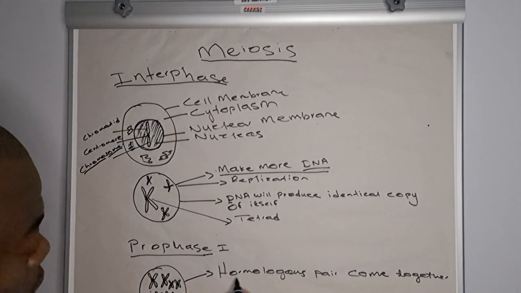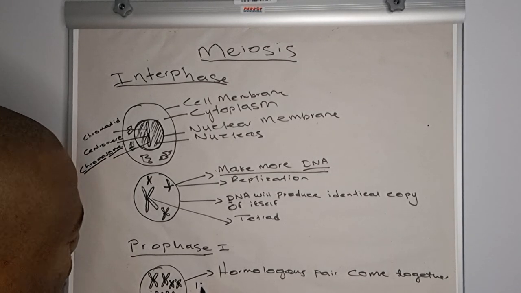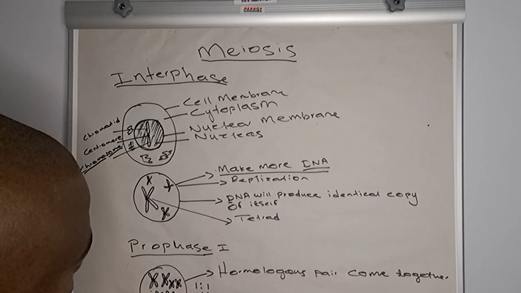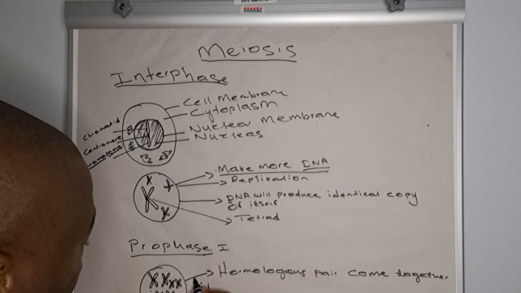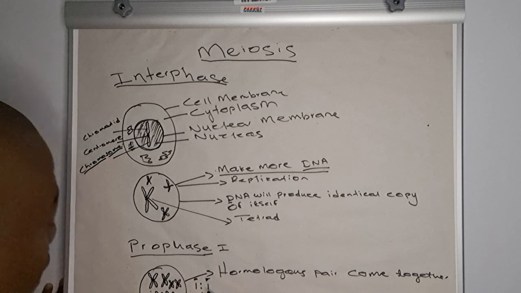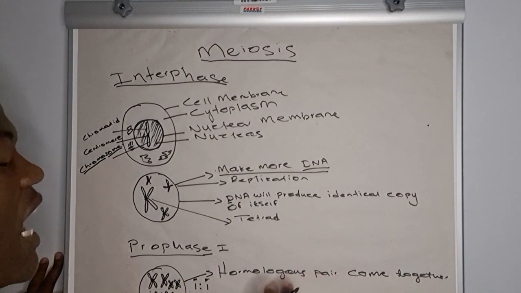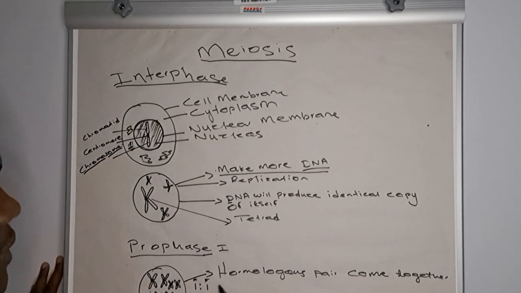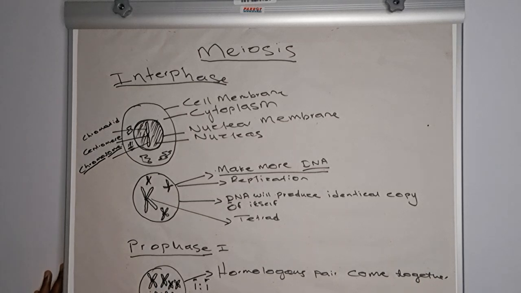Now, homologous pair comes together, meaning that tetrad number one will pair with tetrad number one. Tetrad number two will pair with tetrad number two. Number three with tetrad number three. This is the mother, this is the father. So you understand, if they say homologous pair comes together, this is the pair that should take place. Tetrad number one from the mother should pair up with tetrad number one from the father.